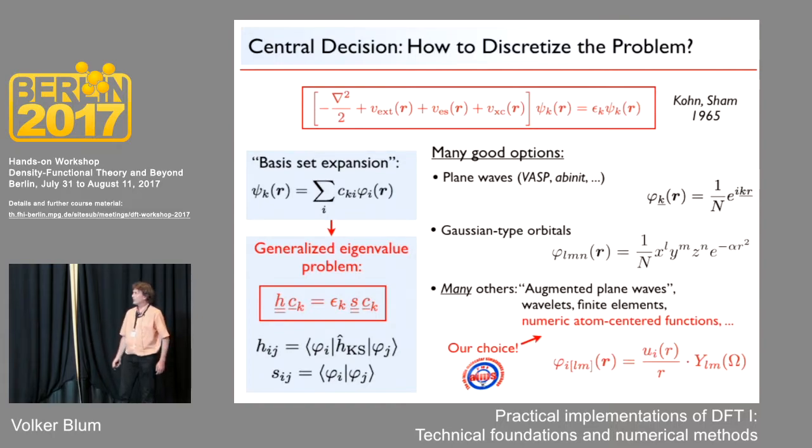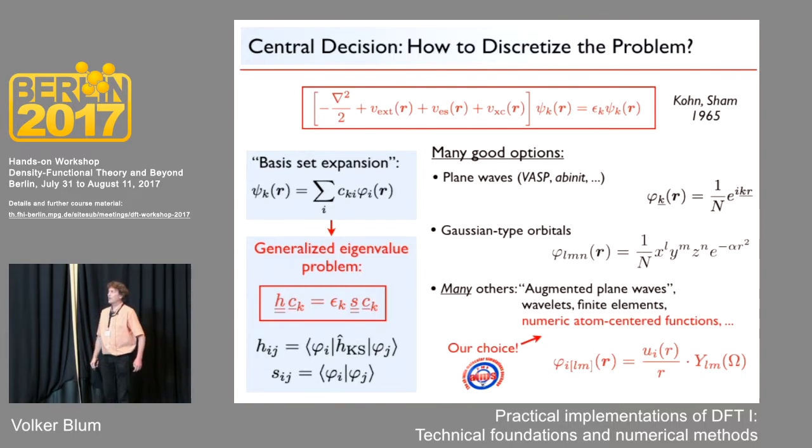So they're borrowed from the applied math community, like finite elements that have been around for a long time. Our choice is so-called numeric atom-centered functions. I'll talk about these in a moment. But they have a simple form, which are basically functions that are centered at an atom. So this R here is attached to an atomic coordinate.